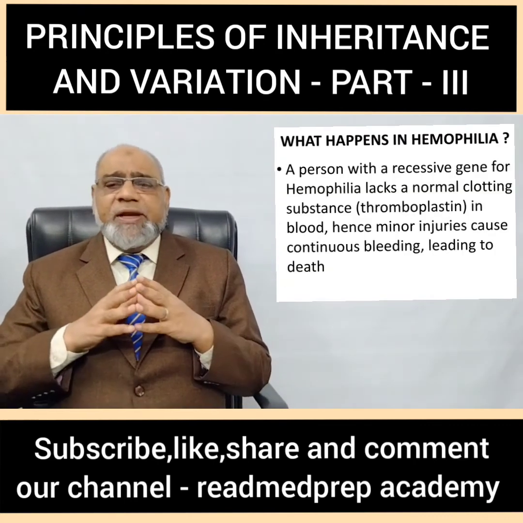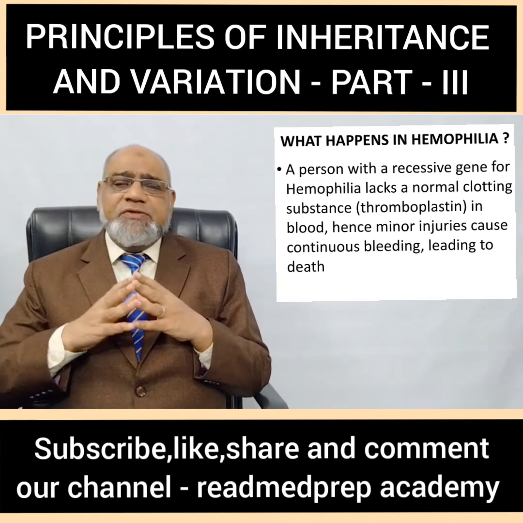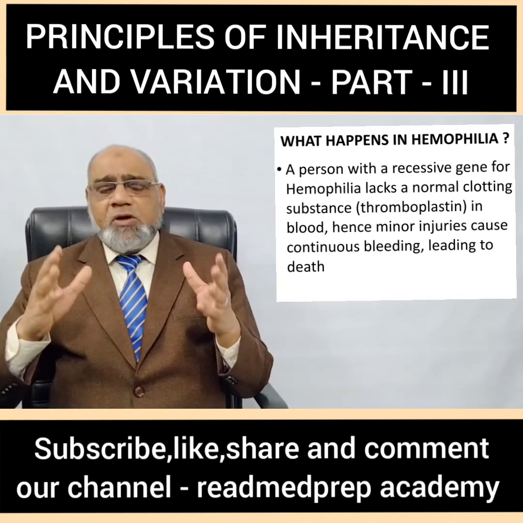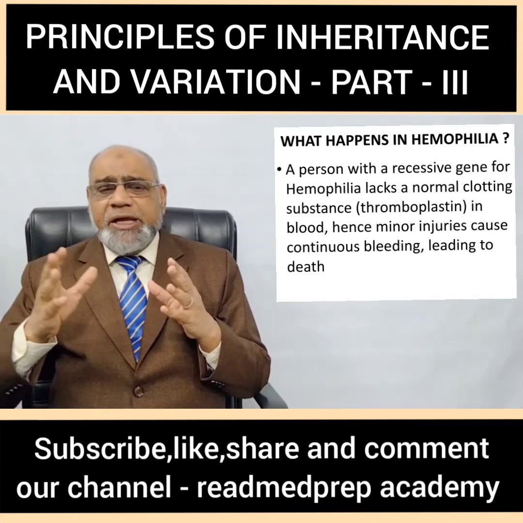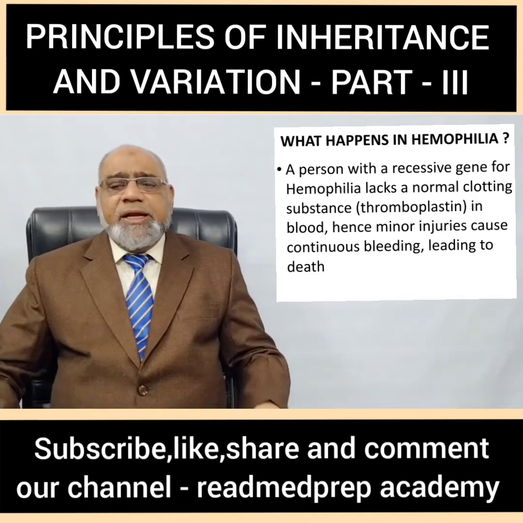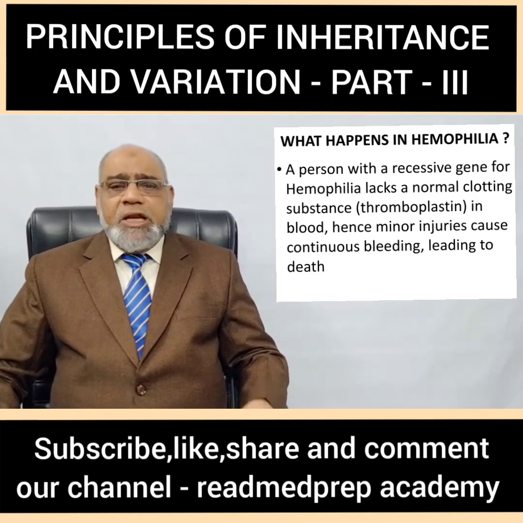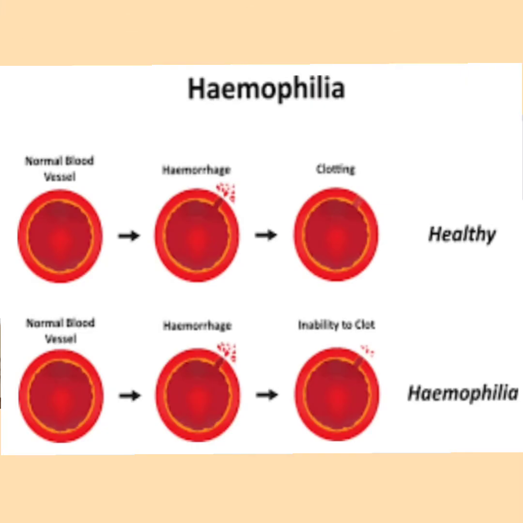What happens in hemophilia? A person with the recessive gene for hemophilia lacks a normal clotting substance, that is thromboplastin, in the blood. Hence, even a minor injury can cause continuous bleeding leading to death of the individual. Here you can see a normal individual: when the blood vessel is injured, the blood leaks out, but the blood clots immediately in a healthy condition. Whereas in hemophilia, when the blood vessel is injured, the blood continuously flows and does not clot. This can result even in the death of the individual because of severe bleeding.